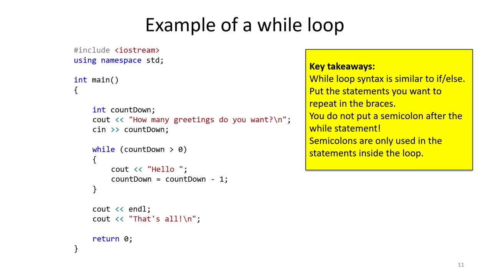So here's a quick example. Here we have our usual include headers. In our main function, you see we have some counting variable called countdown, or a counter. Notice we ask the user, how many greetings do you want? So the user tells us how many times a loop should repeat.